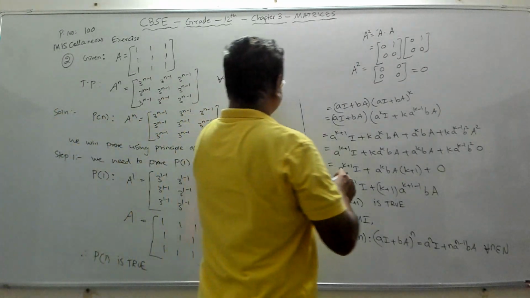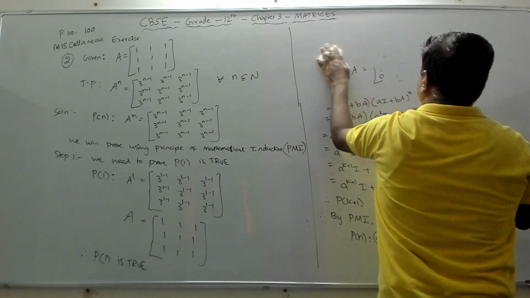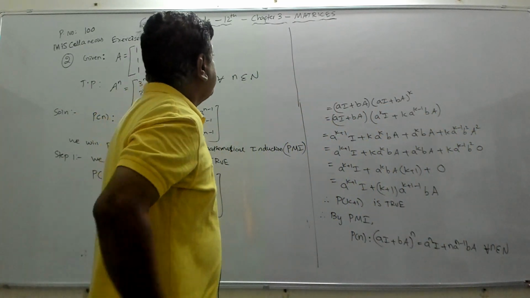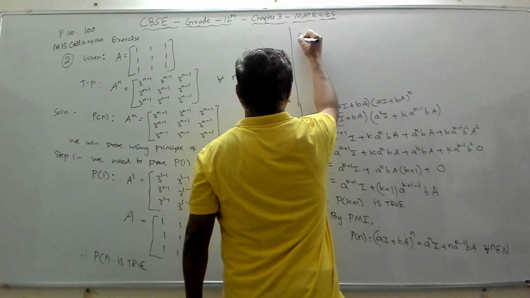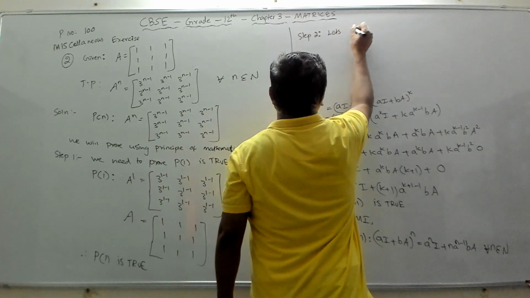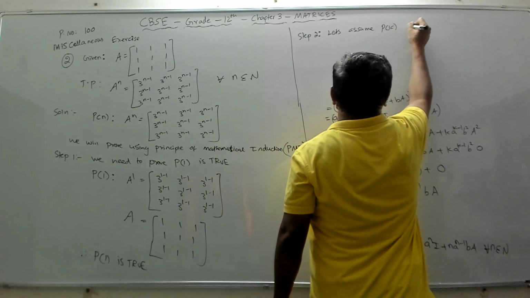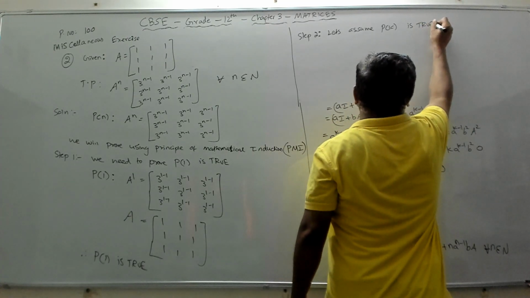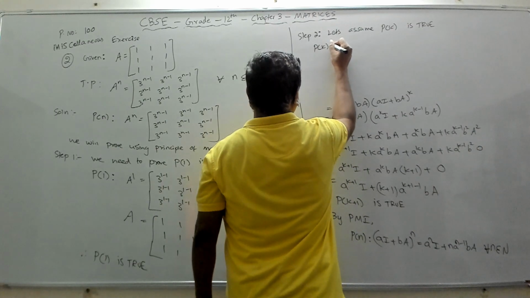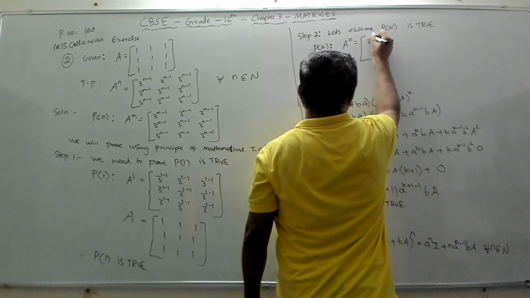Now the second step is we need to assume P of k is true. That is our step 2. Let's assume P of k is true. And what is P of k? The P of k statement is a power k equal to 3 power k minus 1.